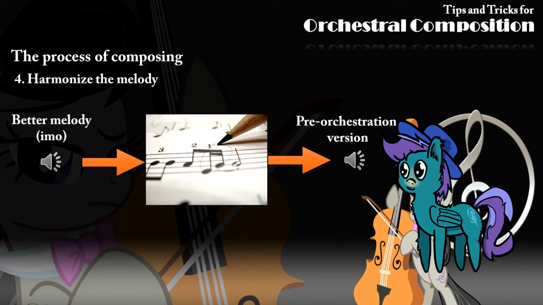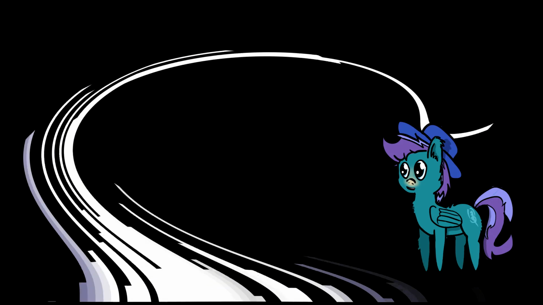Usually, a music is either made of a melody, on which chords are written, or a chord progression, on which a melody is written. So, in our case, we need to find chords that work with the melody. Here is the harmonized version of the piece.